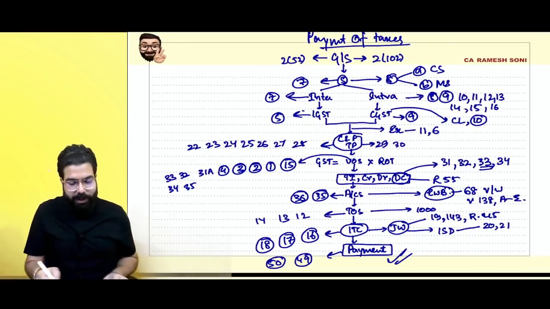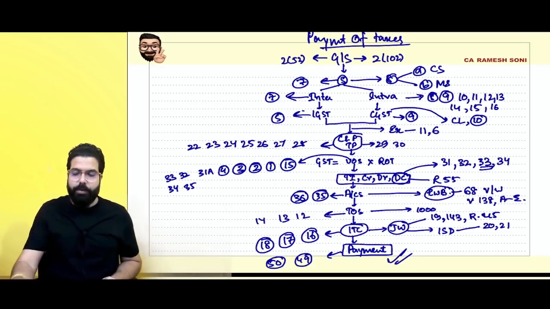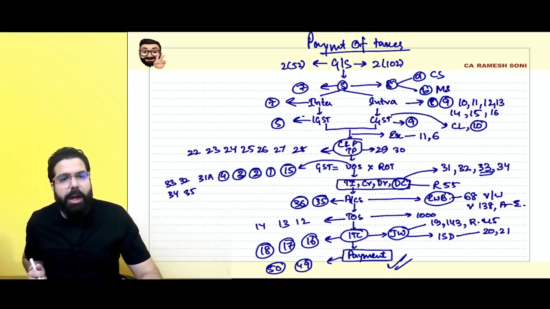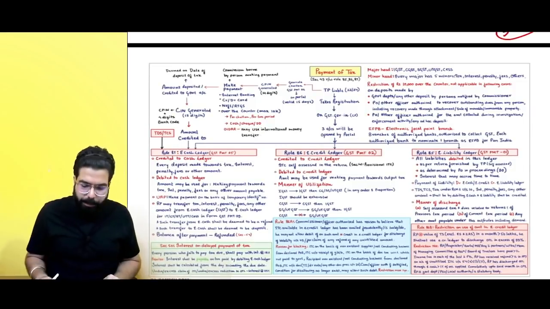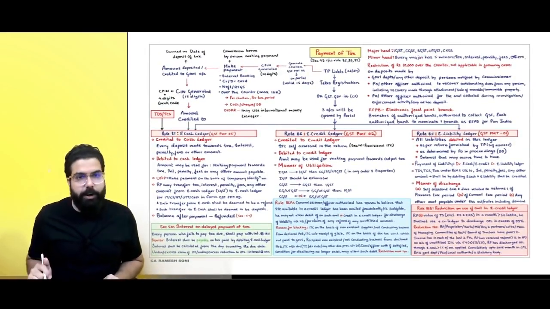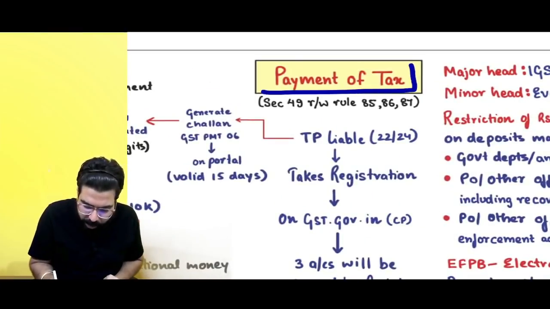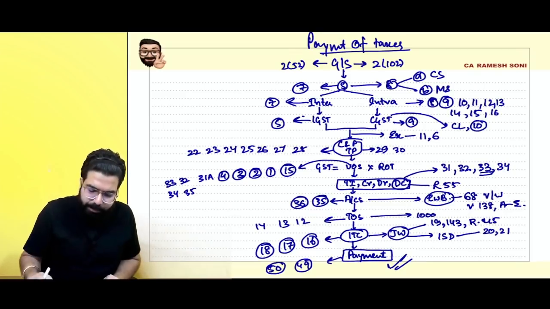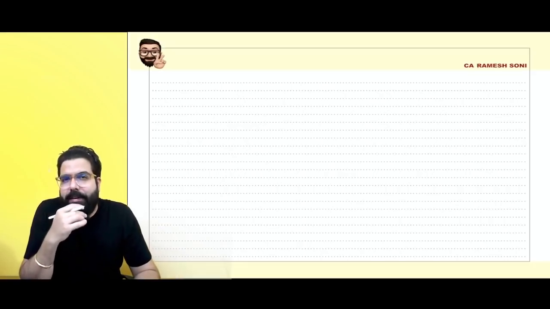Okay sir, let's go ahead and do the chapter of payment of taxes. Payment of taxes. Sir, how does it work out? Let me first give you a quick glimpse. Whenever you become liable, you have to pay the GST to the government.